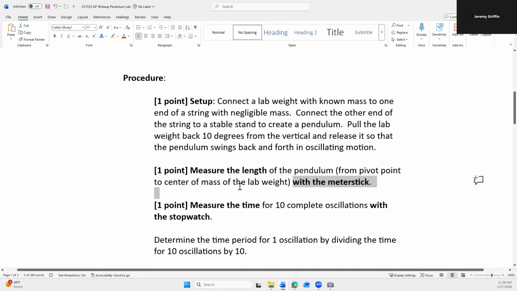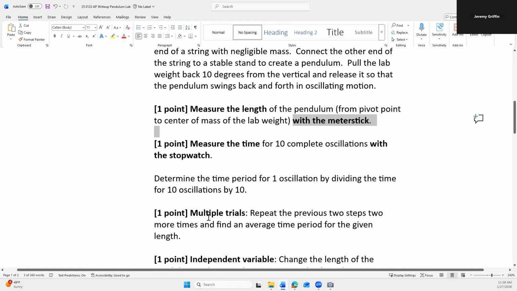Are there any questions so far? You guys follow what I'm saying? Okay. All right, let's go then. All right. Oh, multiple trials. Repeat the previous step 2 more times and find an average.